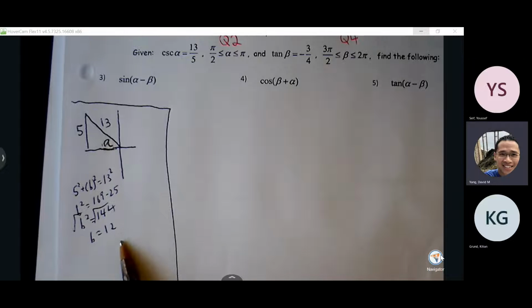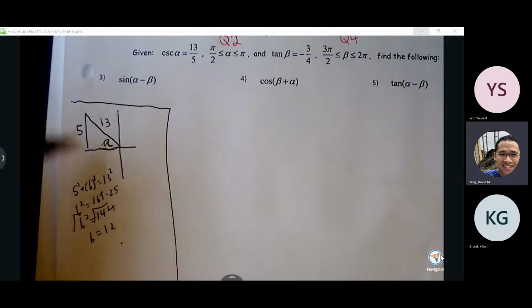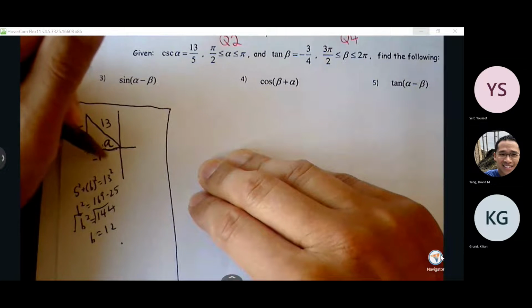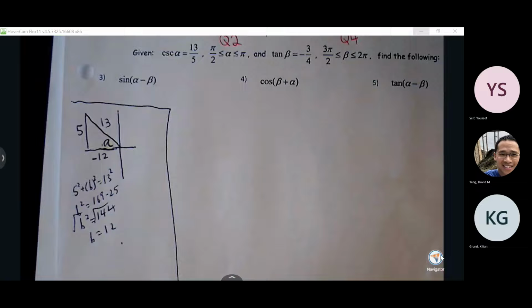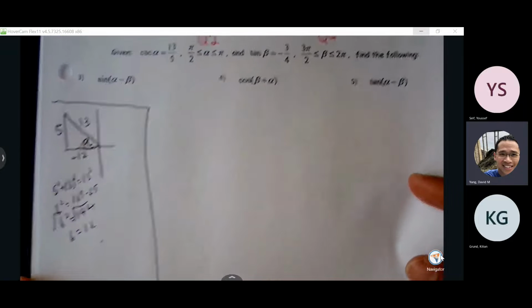Okay, we're getting positive 12. You're always going to get a positive number when you're going through Pythagorean theorem, but we have to make sure that we know which quadrant we're in, and we're making the appropriate adjustment here. So I have to go left 12 and up 5. Left 12 is going to give me negative. Okay, we'll set this triangle to the side here.